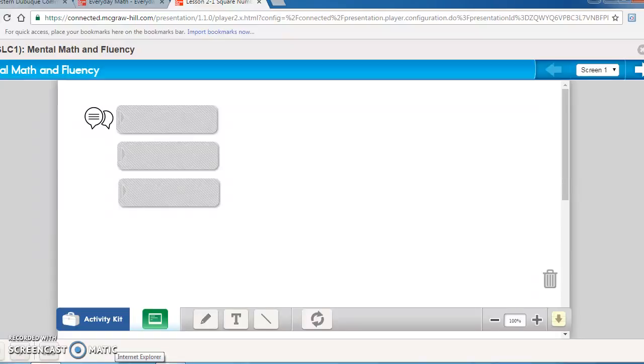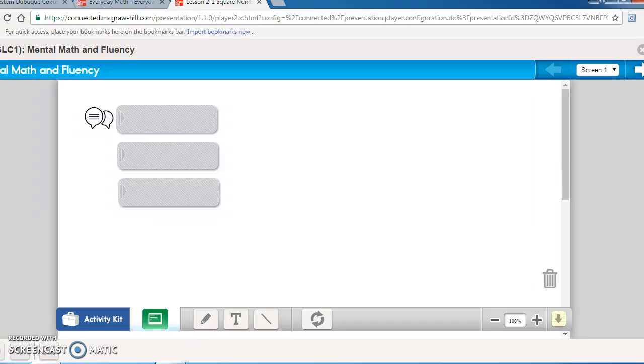Lesson 2-1, Square Number Patterns. You're going to learn how to make rectangular arrays with counters. You're going to review square numbers and look for patterns in square arrays. And you're going to find square numbers through 100 and look for those patterns.